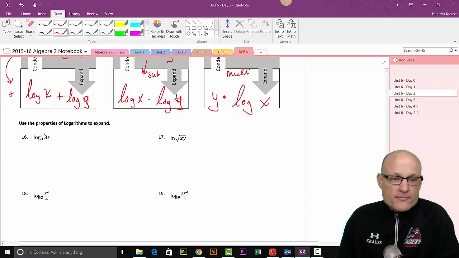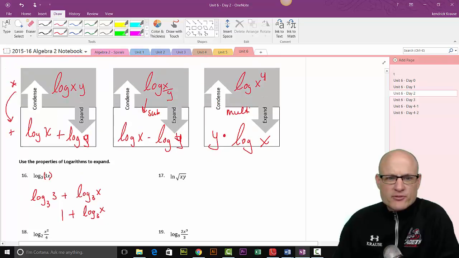I have multiplication here, so I want to expand this. So this is equal to the log base 3 of 3 plus the log base 3 of x, which is really equal to 1 plus log base 3 of x.